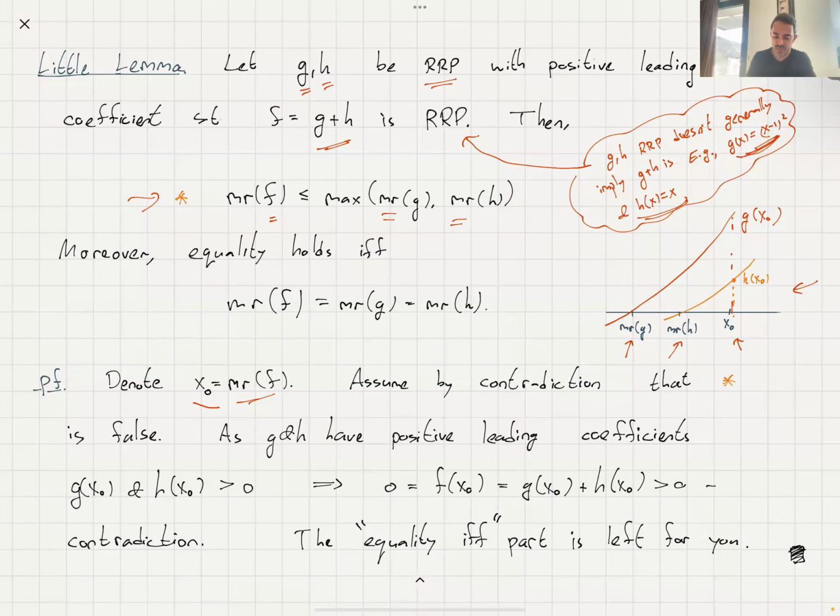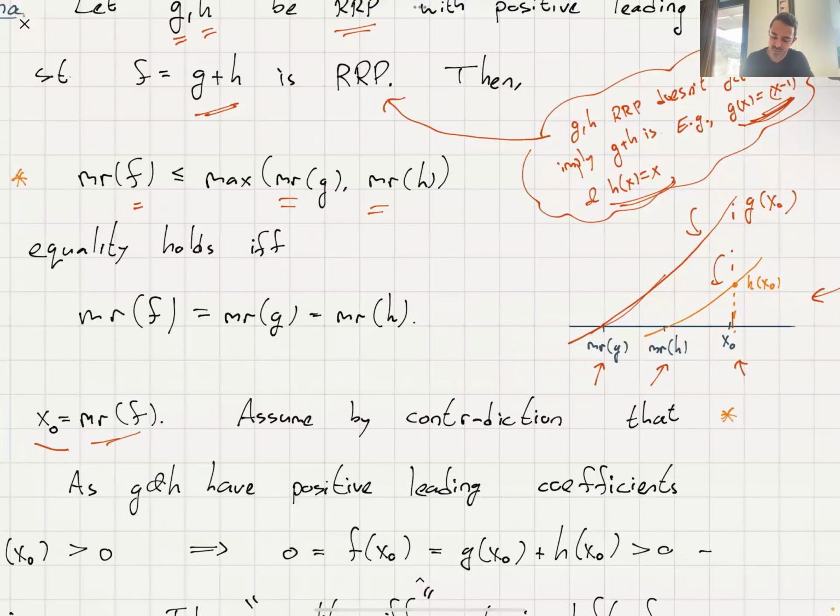We know that G and H have positive leading coefficients. This means that from the max root onwards, they go up, never visiting the x-axis again. That's these pictures here. This is G and this is H, and they go up from that point. Because x0 is to the right of these two points, when you ask what's the valuation of G and H at x0, it's strictly positive, each of them.